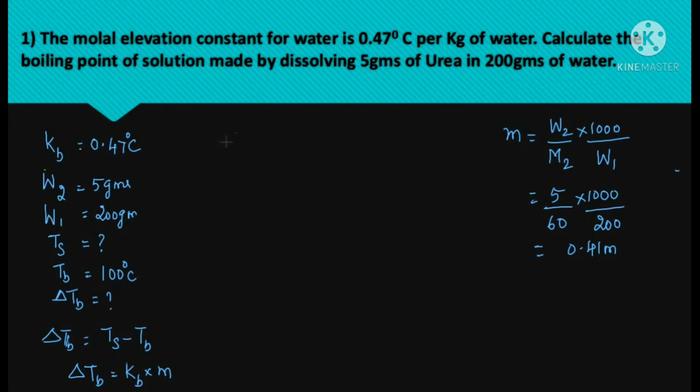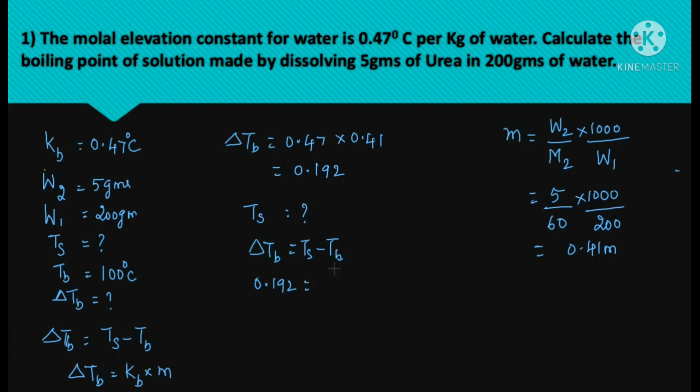Okay, now we can substitute the value of the molality in this formula. So delta Tb is equal to 0.47, that is the Kb value, into 0.41. So it is 0.192. Okay, now we will substitute this value of delta Tb in this formula. Because we are in need of Ts, we want to calculate Ts. So we will substitute the value: delta Tb is equal to Ts minus Tb.